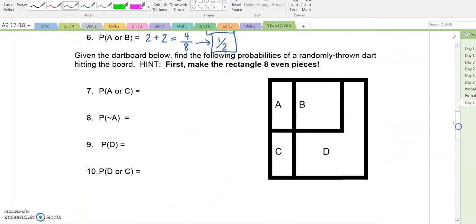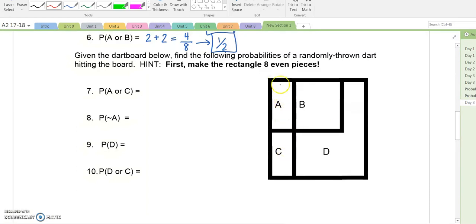So let's try it again one more time, just to be sure. Again, given the dartboard below, find the following probabilities of a randomly thrown dart hitting the board. Hint, first make the rectangle 8 even pieces. So again, right now, if I were to do probability, the proportions would be way off. There's way more of D than there are of B. There's way more of B than there are of A or C. So I'm going to try and make them all the same size.